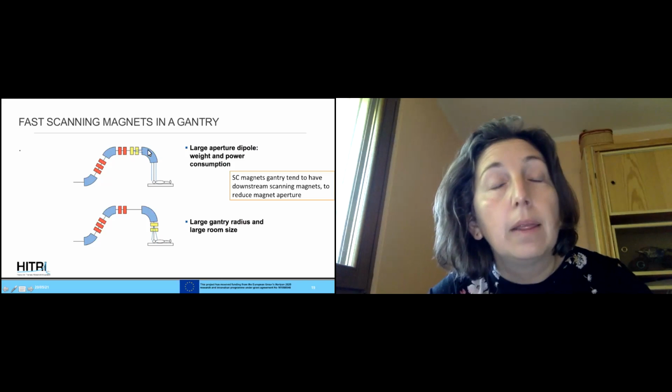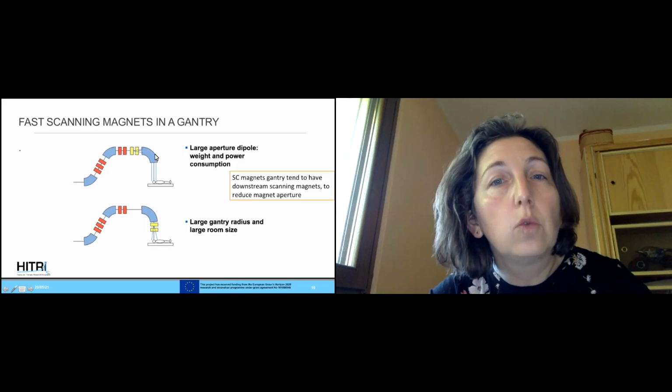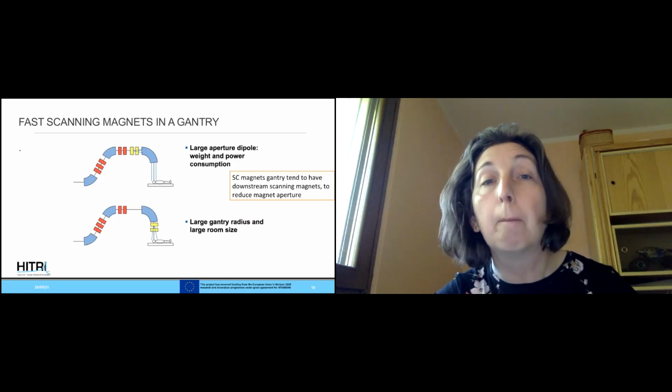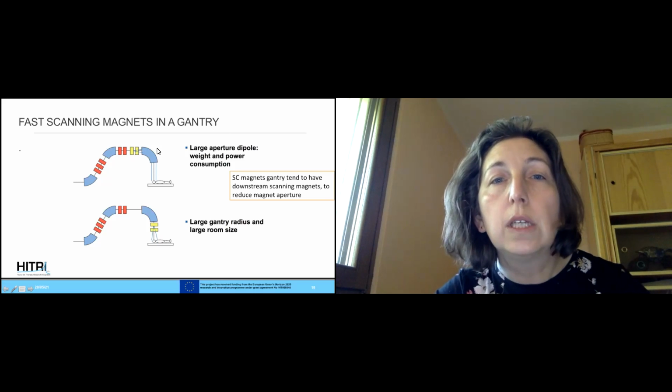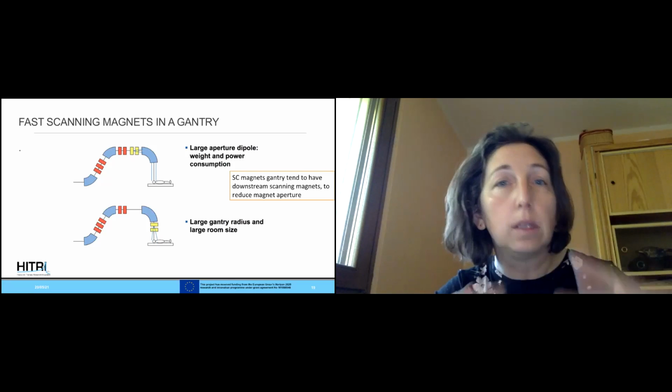However, this final dipole will be huge because you have to have enough aperture to fit the beam which has been bent. When I say huge, it is really a bore of 20 centimeters.